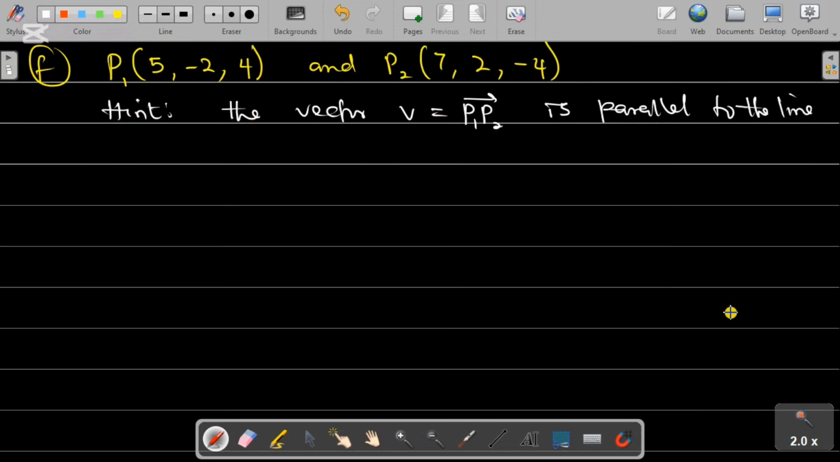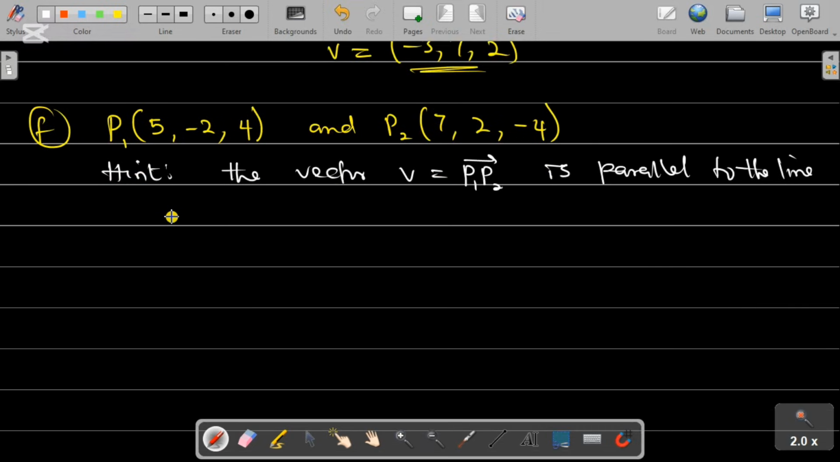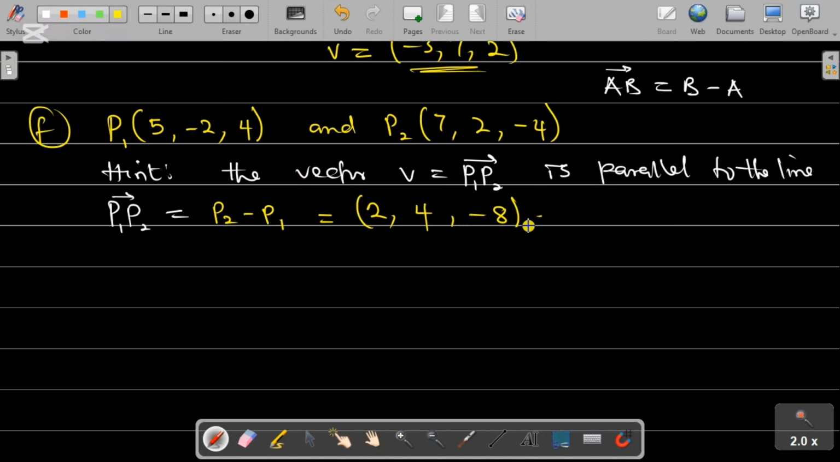So in other words, we need to get the vector that will be parallel to it. And how do you get it? I've shown you that if you're given two points P1, P2, and you want to get the vector P1P2, remember I told you, although I used A and B, you are given A and B, and you want to get vector AB. I told you that is simply equal to B minus A. So invariably, this one is going to be equal to P2 minus P1. To get our P2 minus P1, we just subtract. 7 minus 5 is 2. 2 minus minus 2 will give us 4. And then minus 4 minus 4 will give us minus 8. So that is the value for the direction vector.